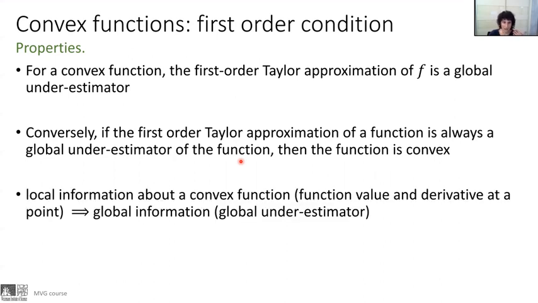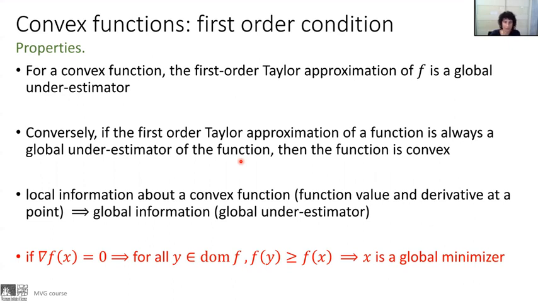And this is very nice because it says the following. We can take some local information about the convex function, which is the function itself and the derivative at the point, and we get global information, which is a global underestimator. And now, we can say that if the gradient is equal to zero, then we have immediately by this relation that the value at any point is greater or equal to the value at x, and therefore x is a global minimizer. So from the first order condition, we see immediately that if we have a convex function, the vanishing of the gradient is a necessary and sufficient condition for a global minimizer.